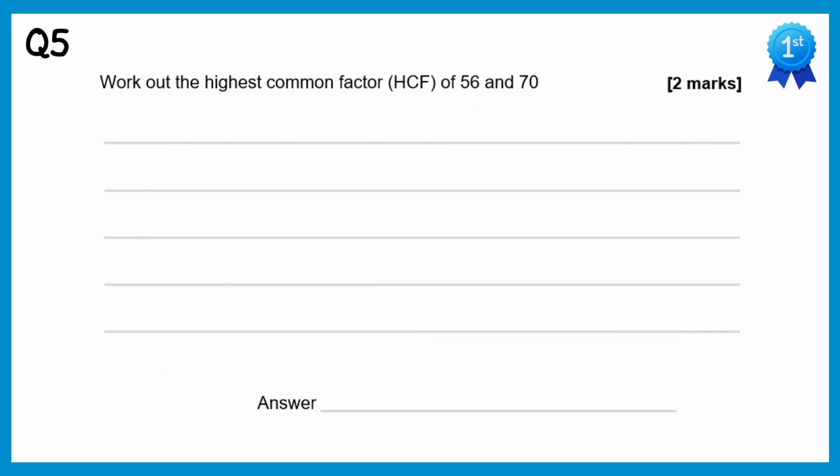For this question, we need to find the highest common factor of 56 and 70. Now the first thing we're going to need to do is prime factorize both of those numbers. Now you could do this with a factor tree, however if you have your calculator it's highly likely to be able to do this for you.